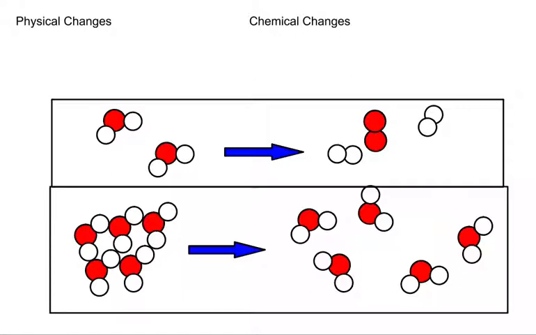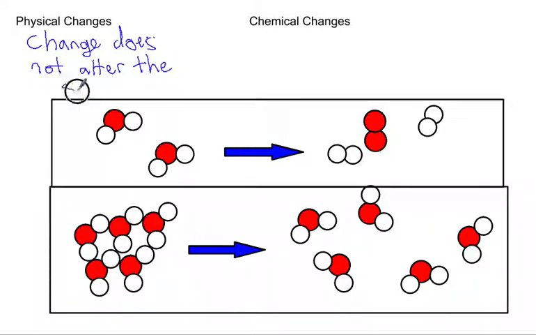The other idea I want to address in these notes is physical changes versus chemical changes. I talked to you earlier about how pure substances can't be separated by physical means, but they can be separated by chemical means. A physical change is a change that does not alter the substance, whereas a chemical change is a change that does alter the substance.